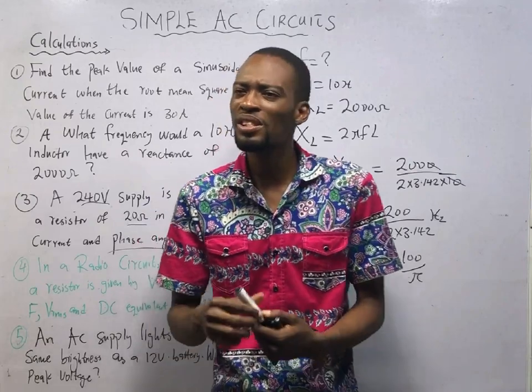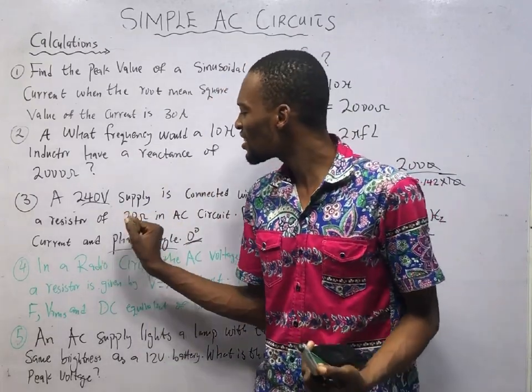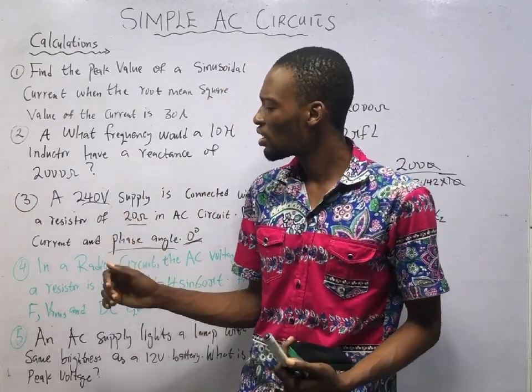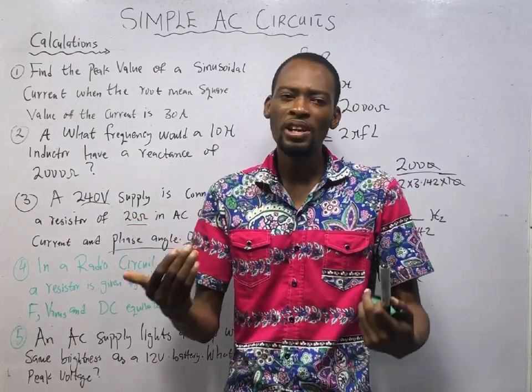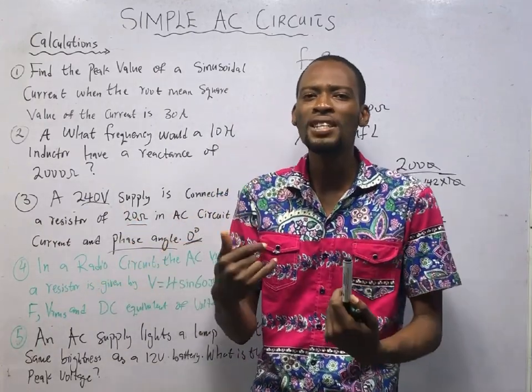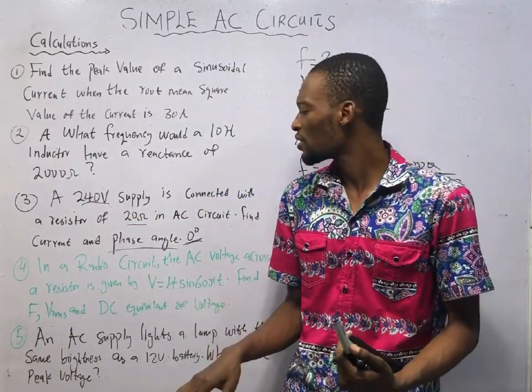There are questions where you need not think or solve. Since it's a circuit containing only a resistor and an AC source, the current and voltage are in phase. So the phase angle is 0 degrees.